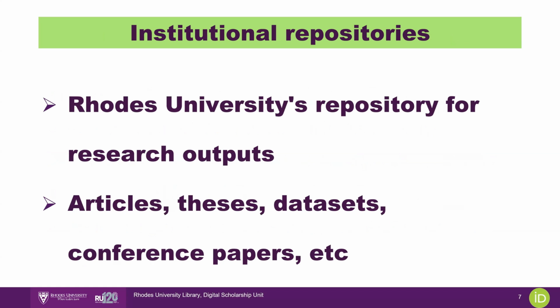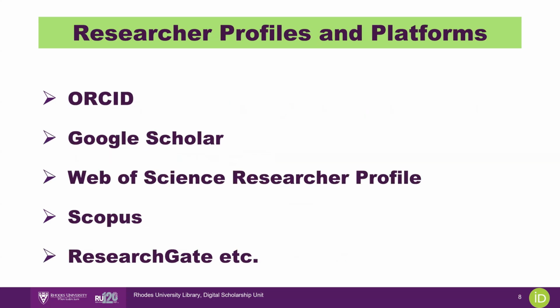So what is it that we are doing at Rhodes University to support research visibility? We have the institutional repository, which houses articles, theses and dissertations, data sets, conference papers, etc. Our unit, the DSU unit, is responsible for making sure that the research you produce while you are employed by Rhodes University is accessible from the institutional repository.